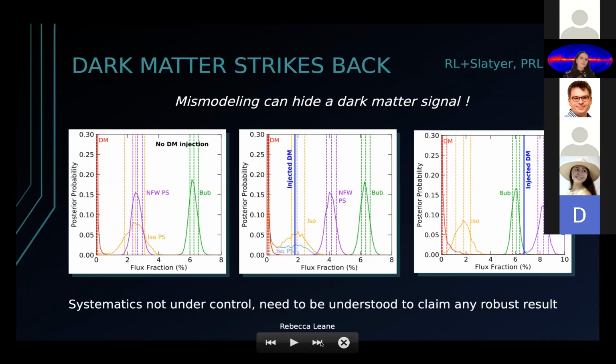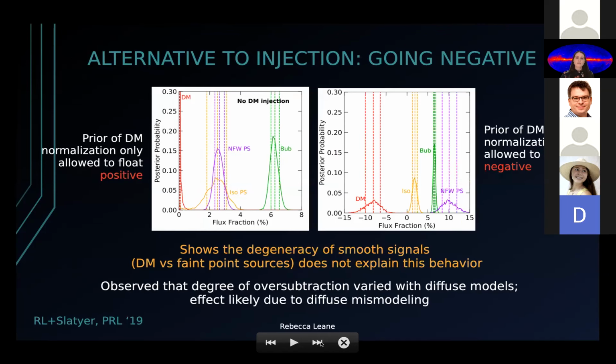Our conclusion from this paper was that the systematics didn't seem to be under control, because you couldn't find a dark matter signal even when you put it in the data. And really, there was a lot that had to be understood here to try and claim any robust result, either for dark matter or for point sources. We weren't claiming it was dark matter, just that we don't know what's happening with this method. Just a little bit more information to understand why this was happening. We're injecting a signal and it doesn't find the dark matter.